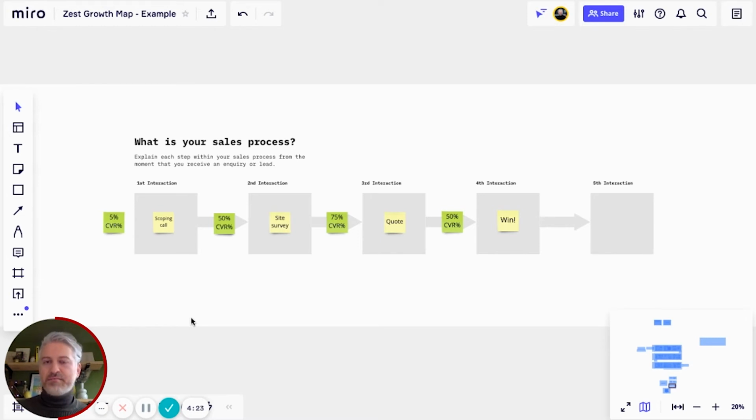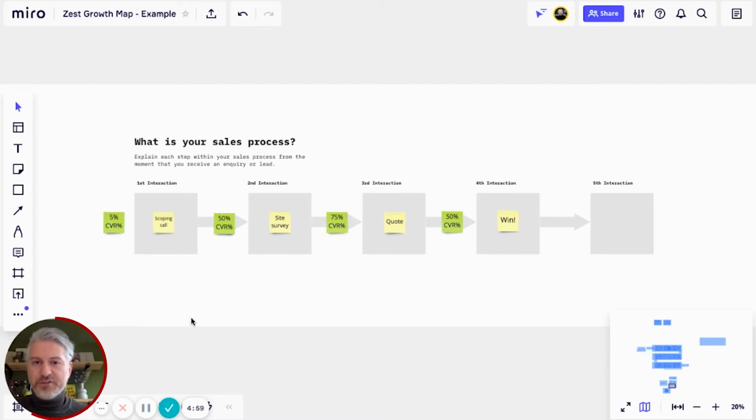Now, if that's a year, that's what it looks like to you. It could be a month. It really doesn't matter. The time frame is expandable or contractible as relevant to your business and what you can achieve. But for this example, we've got 12,000 visits, and out of those, we convert 5%, 600 leads. From there, we then convert 50% of those, so 0.5, from a scoping call into a site survey. So that's 300 site surveys over the course of the year, of which 0.75 turn into quotes.